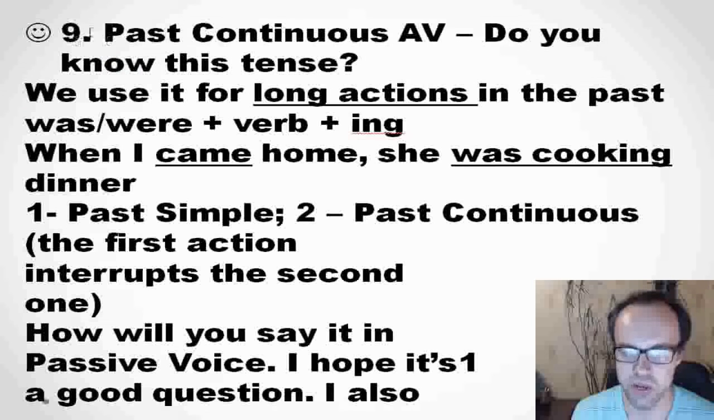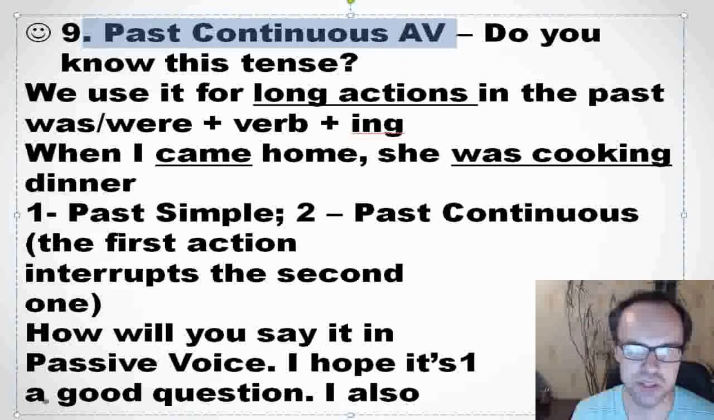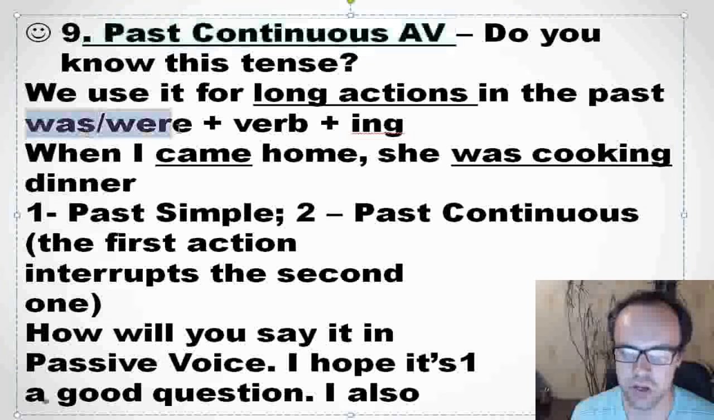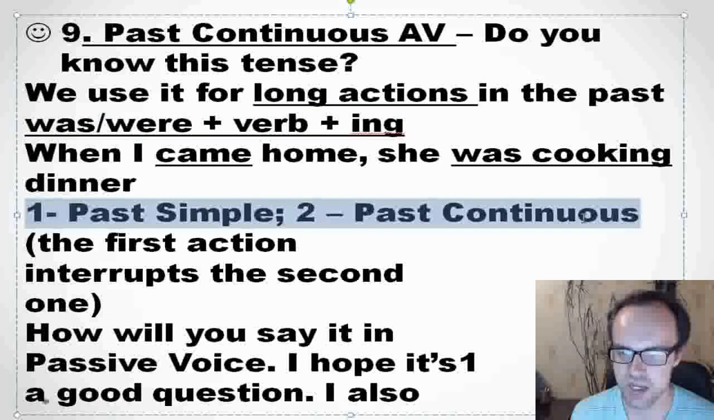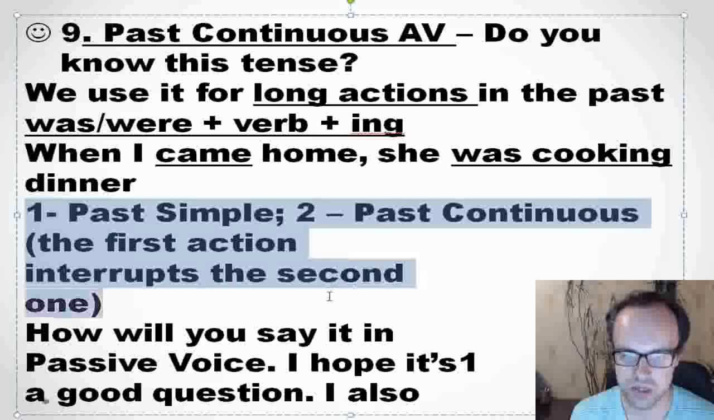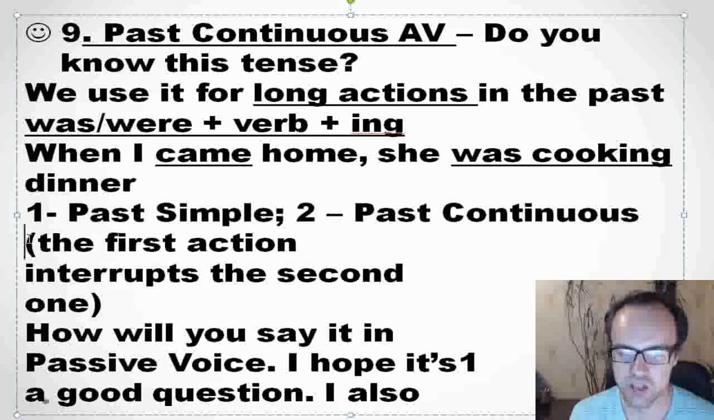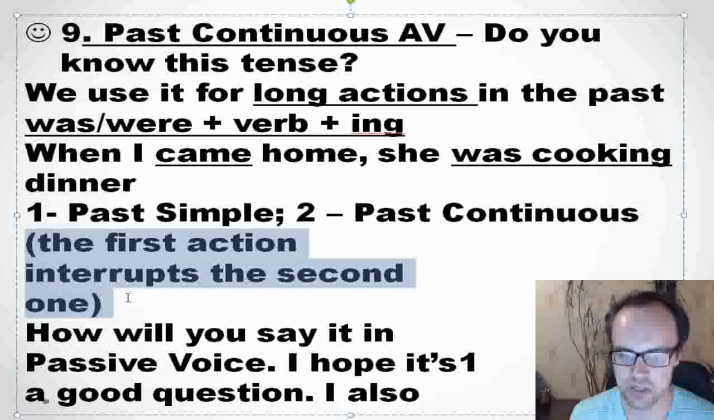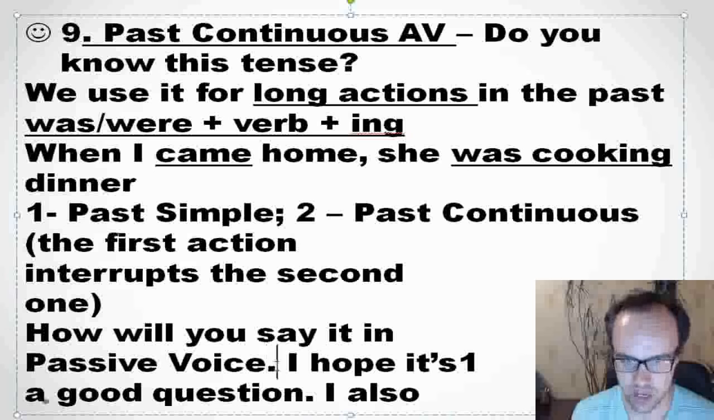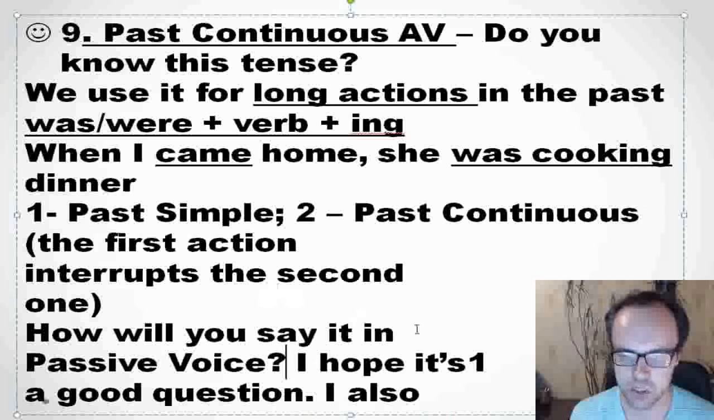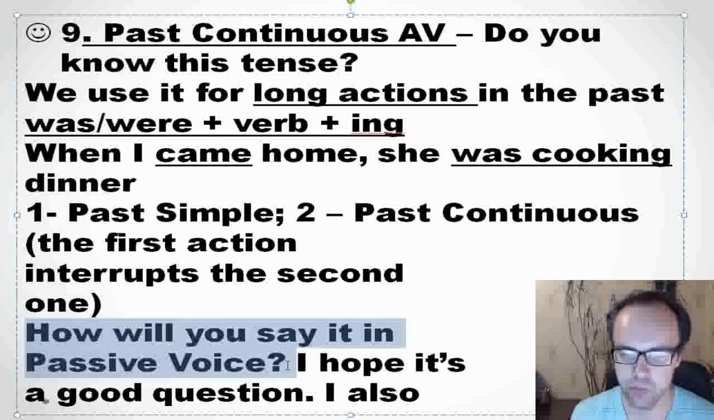So, past continuous active voice. Do you know this tense? We use it for long actions in the past, okay? So was or were, plus verb, plus ing. When I came home, she was cooking dinner. The first action is in past simple and the second action is in past continuous, and you see that the first action interrupts the second one. So I have a question for you: how will you say it in passive voice?